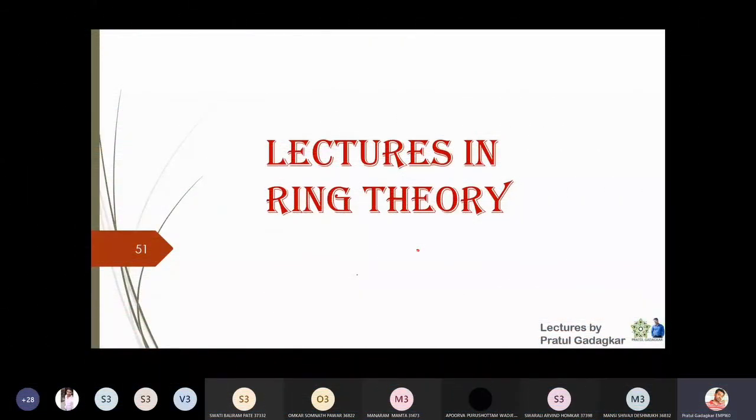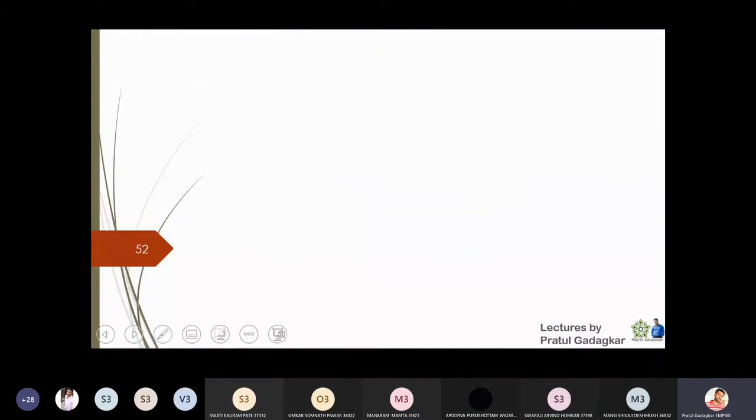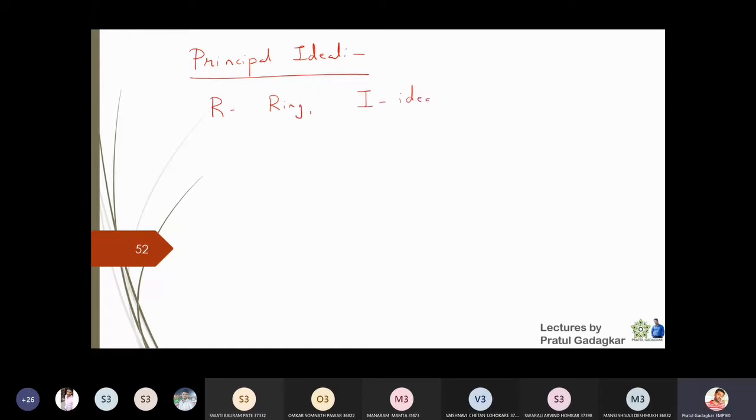Okay, so in this lecture, we are going to discuss something about principal ideals. So let us write what is meant by a principal ideal. I'm going to take R to be a ring, and I'm going to take I as some ideal of that ring. And if this I is generated by a single element, then I'm going to say that this ideal is a principal ideal. Now, what will the elements of this ideal look like? How do the elements of a principal ideal look?